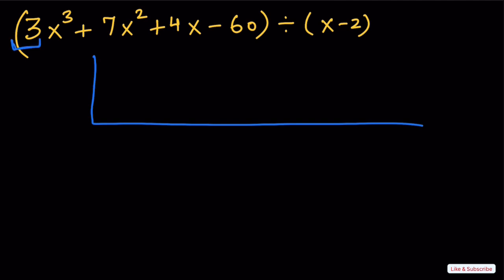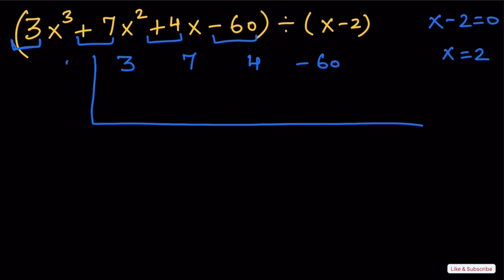The coefficient of x cubed is 3. The coefficient of x squared is 7. The coefficient of x is 4. And the constant term is negative 60. Now we'll take the divisor x minus 2 and put it equal to 0. The value of x comes out to 2, which goes outside. Drop down the first number, which is 3.